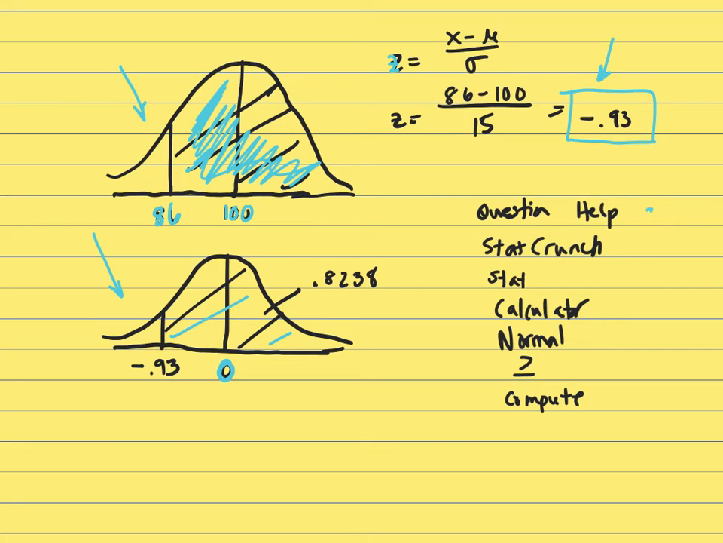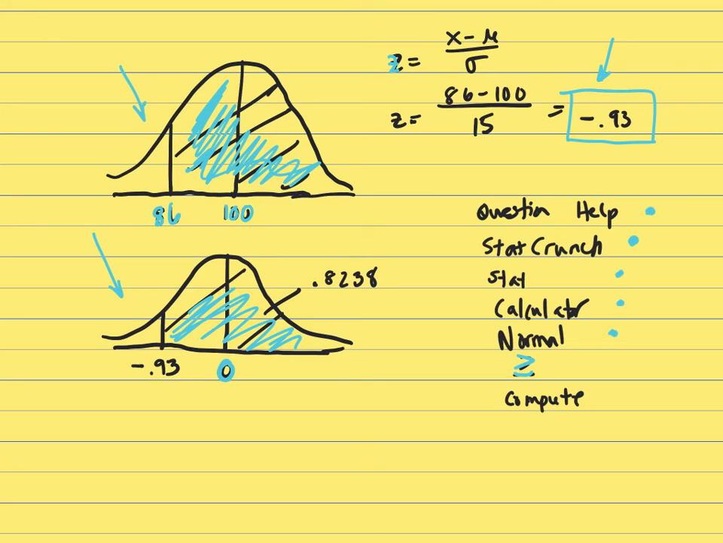So I clicked on Question Help in top right. I clicked on StatCrunch. The menu items across the top, I clicked on Stat, chose Calculator, chose Normal, and then that gave you a picture. I made sure it was greater than or equal to because we're trying to do greater than or equal to.